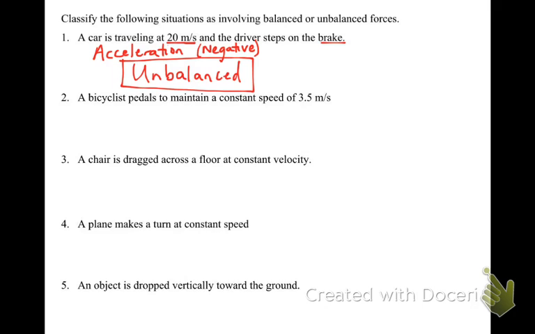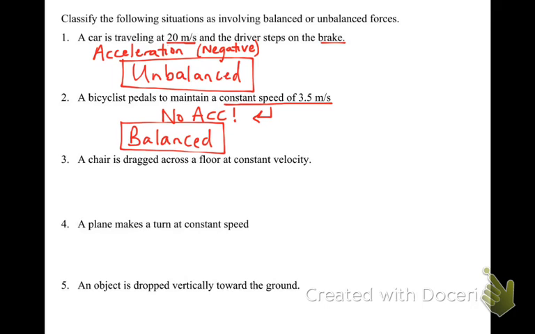Bicyclist pedals to maintain a constant speed of 3.5 meters per second. Constant speed means no acceleration. If we have no acceleration, our forces must be balanced. So go ahead, pause the video, try these next three on your own.